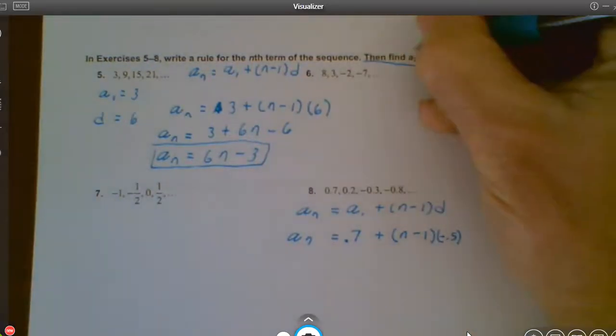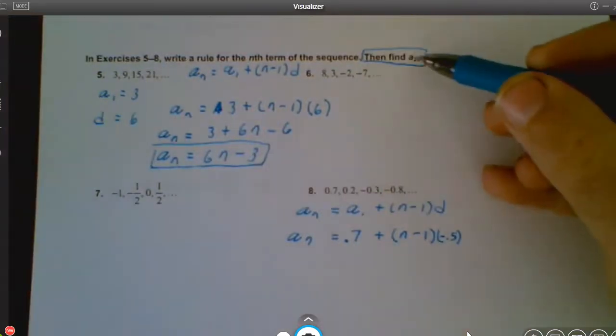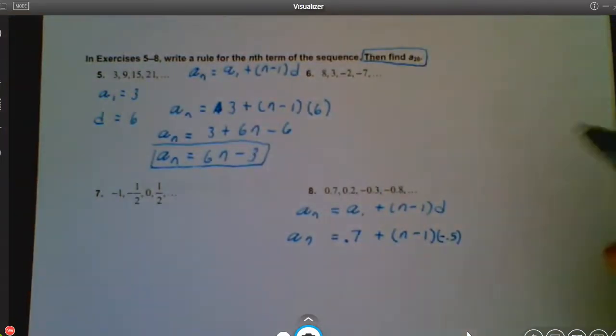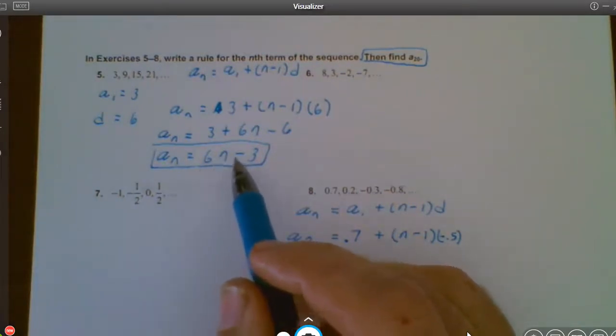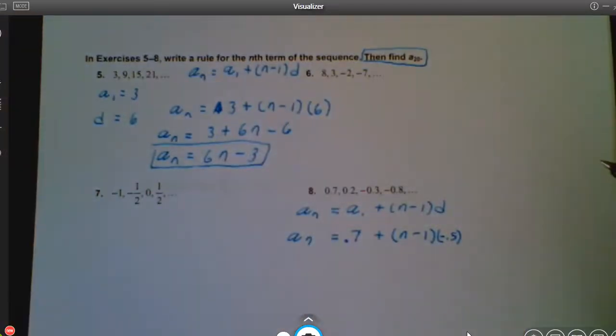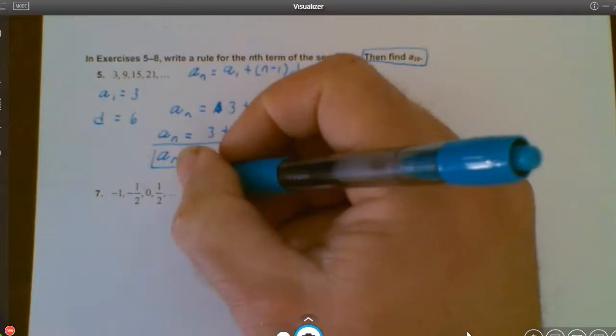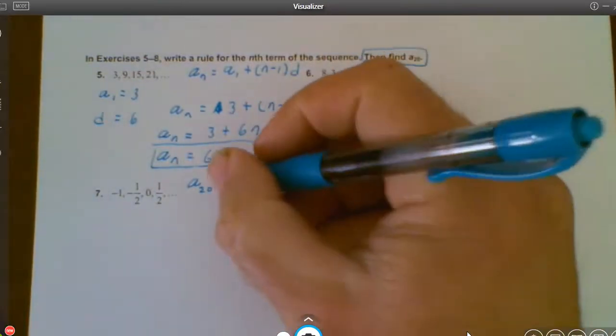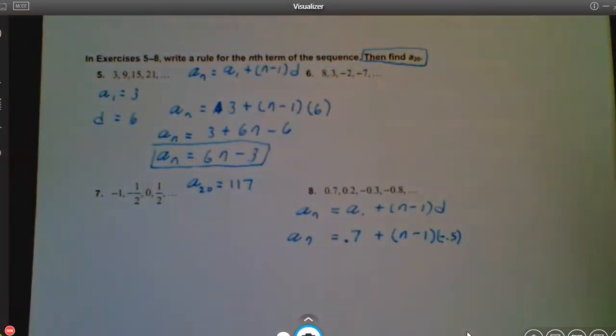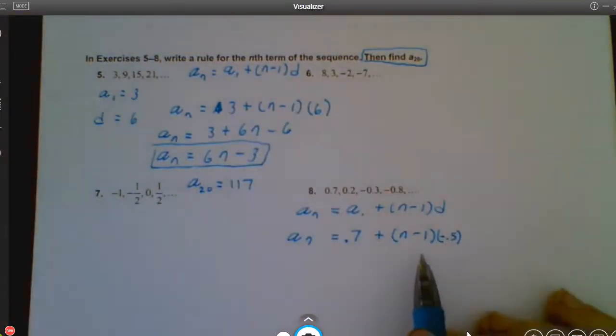The one extra step they're asking of us on this one is to then find the 20th term. So a of 20 means the 20th term. All I have to do is plug in a 20 for my n. So if I put a 20 right there, I would say 6 times 20 minus 3. And whatever that answer is, it would be your 20th term. So we would say a of 20 equals 117.